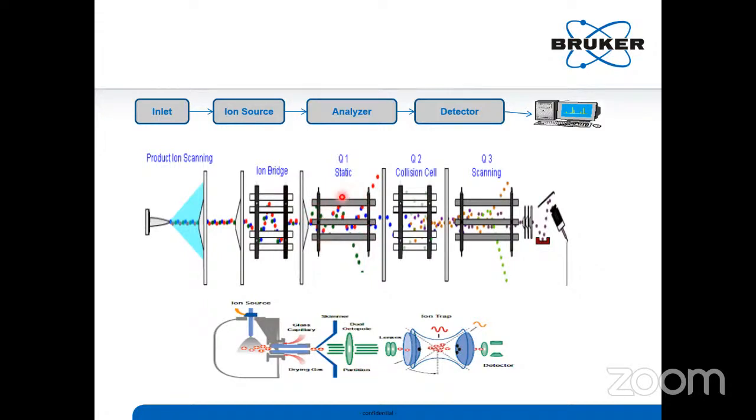This is the first quadrupole. In the second quadrupole, as I mentioned, the collision cell, it will break the molecule. If you want to check only MS, this collision cell will be in inactive mode. Your ions will pass directly through to the analyzer, and you will get the MS mass. But if you want to do fragmentation level, in that case, first you will get the filter in Q1. In the second quadrupole, each charged molecule will break into different fragments. Those fragments will enter Q3, quadrupole 3, and you will get the masses.